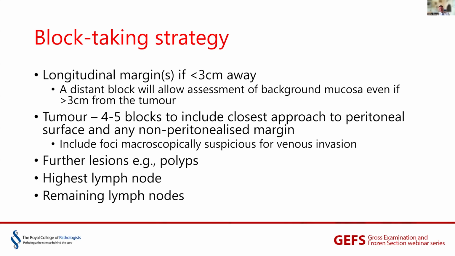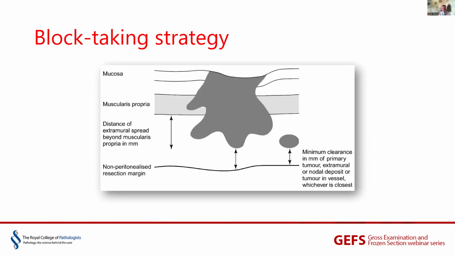Look for your highest lymph node. Now, that's not actually an item that's required for TNM staging, but the dataset still recommends that it's worth looking for your highest node, because if that's involved, it probably does suggest a worse prognosis. And then, of course, look for further nodes, and I'll talk a bit more about further nodes in a moment.